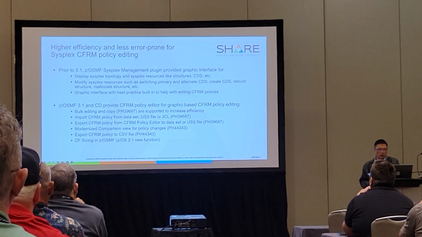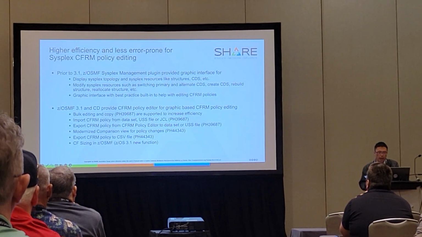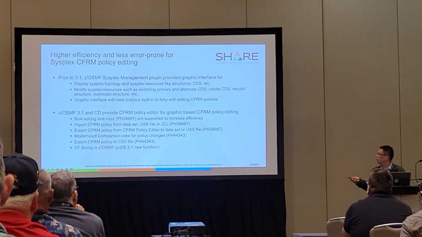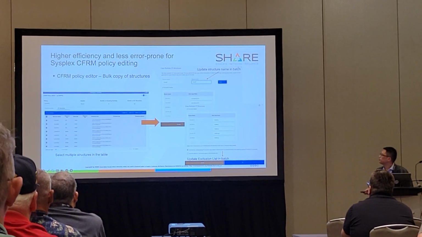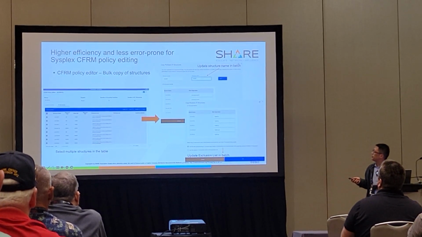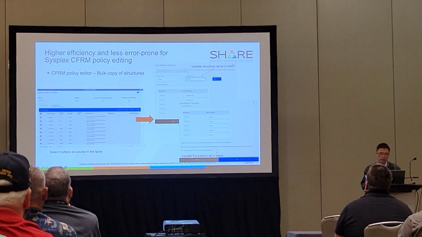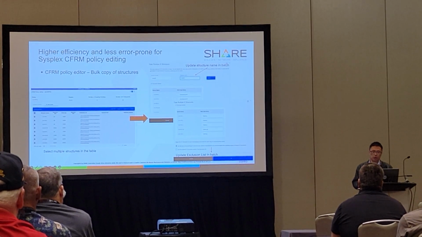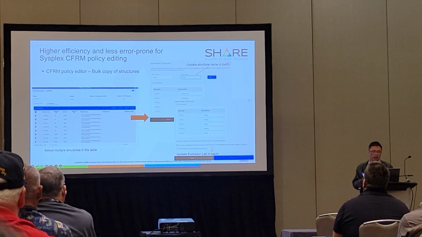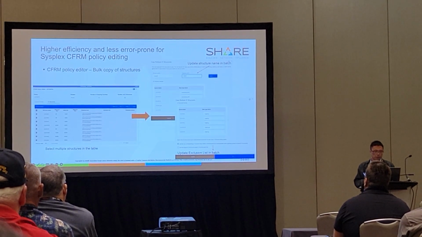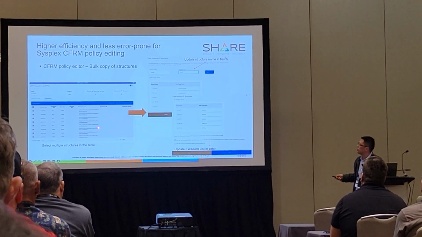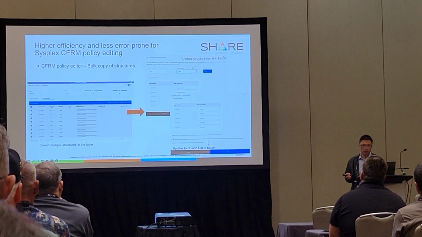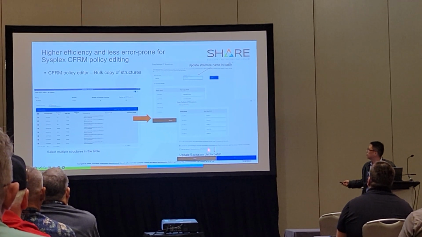With 3.1 and also our continuous delivery, we added a lot of enhancements into this plugin. I will go through them one by one. The first enhancement is about the bulk copy of CF structures. Besides the bulk editing of structures we already supported before, we now added new support for bulk copy. You can select multiple structures, and with one single action, copy them at a time. And we also support updating the structure name in batch and also exclusion links.